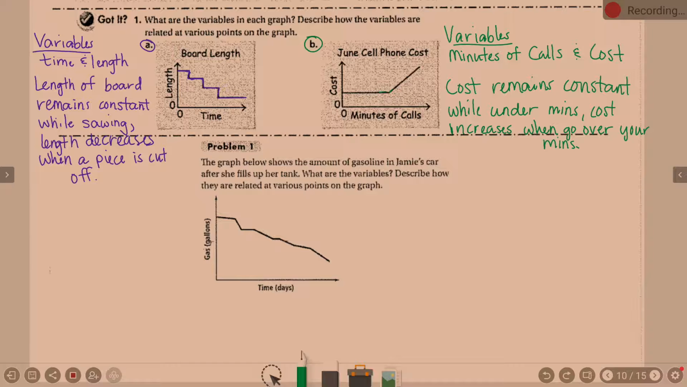I don't think you learned it in kindergarten, but the graph below shows the amount of gasoline in Jamie's car after she fills up her tank. What are the variables and describe how they are related at various points on the graph?